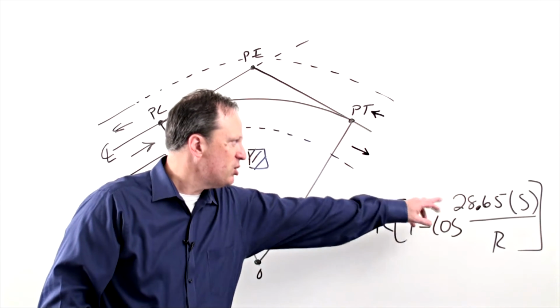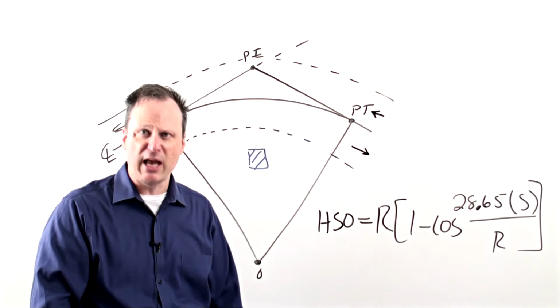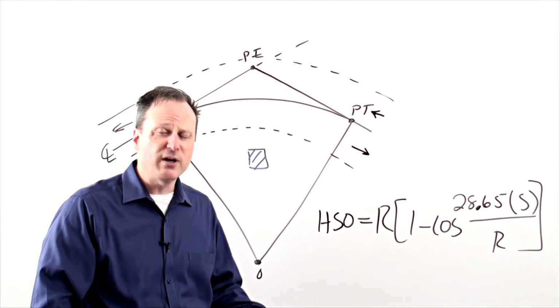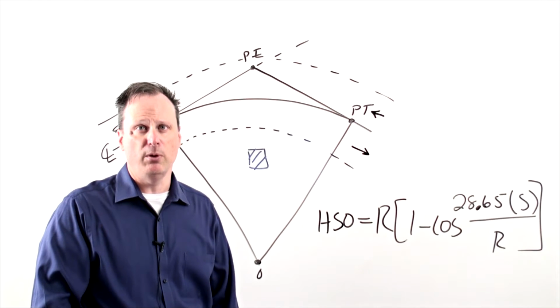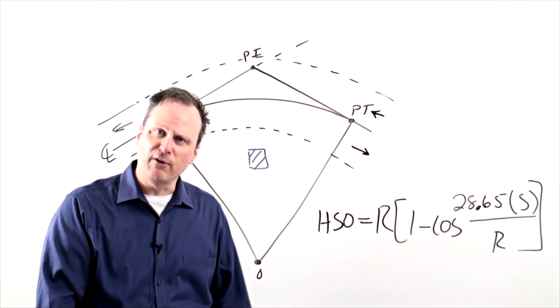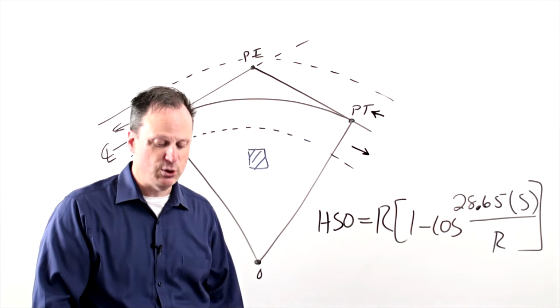R times 1 minus the cosine of 28.65 times S over R. There's only two variables here. It's not a terribly difficult problem. Missed by a lot of people though. So we have got to be extremely careful how to apply this equation.